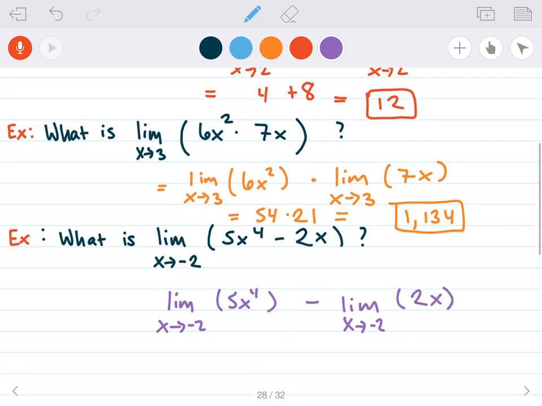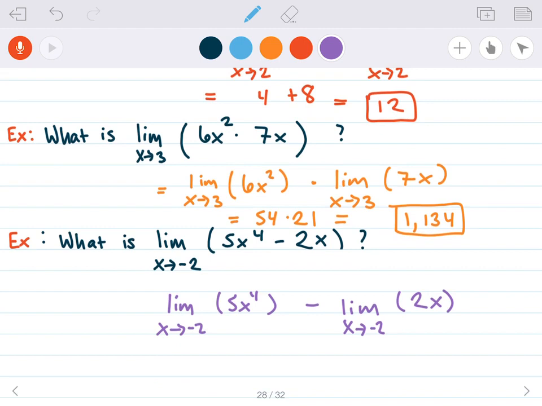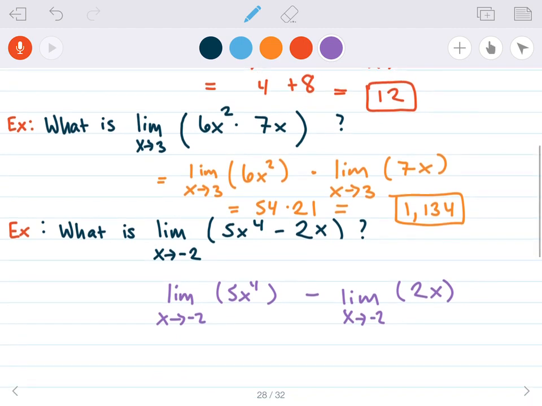These two functions, 5x to the 4 and 2x, are continuous, so we can just plug negative 2 in for x in both cases. And we end up getting, let's see, negative 2 to the 4th is 16. 16 times 5 is 80. So we get 80 minus negative 4. So this is going to give us 84.